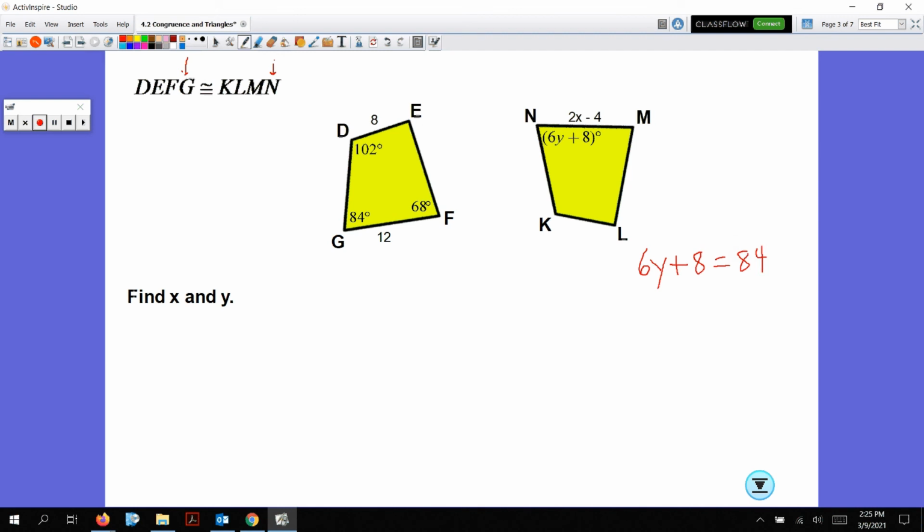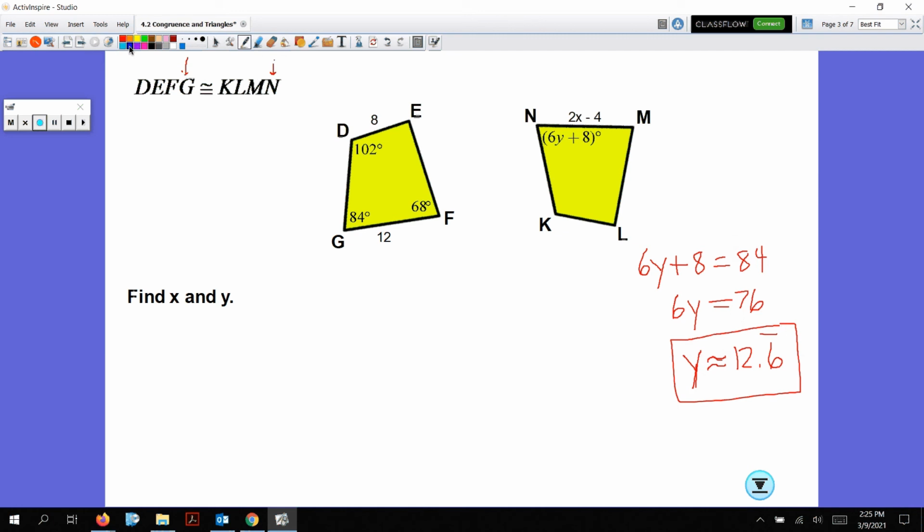All right, and then I can solve for y pretty easy. We subtract 8, and I get 6y is equal to 76. Divide by 6, and I get y is equal to, and I know this is not a nice number, 12.6 repeating. And because it's a decimal, I'm actually going to get rid of that equal sign because it's kind of bad notation, and just make it a little squiggly, like it's approximately. All right. Now back to where I was.